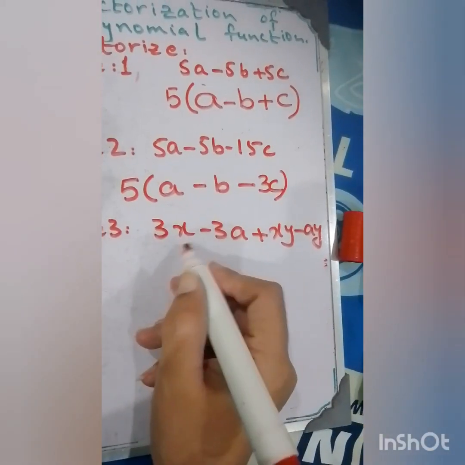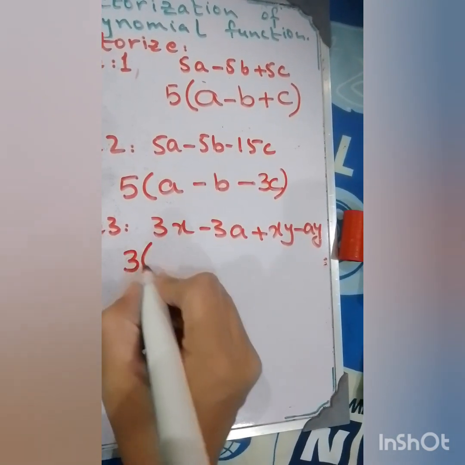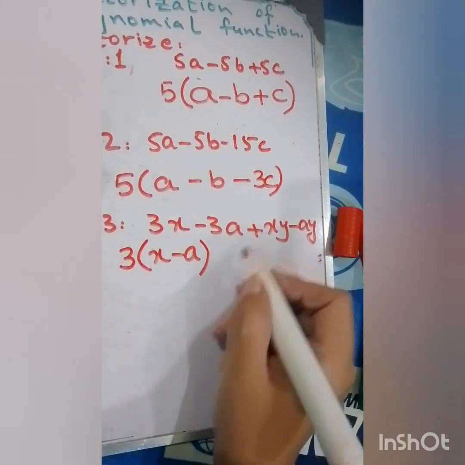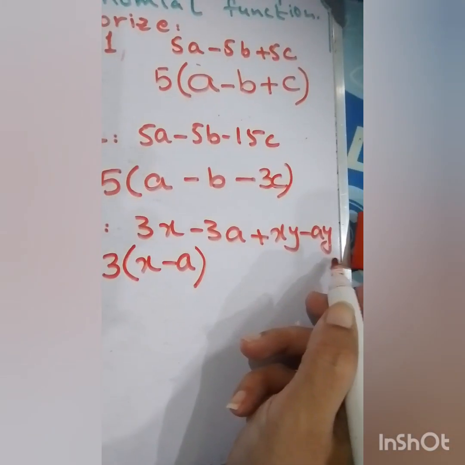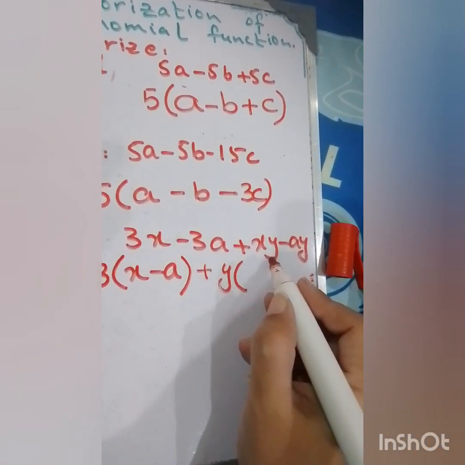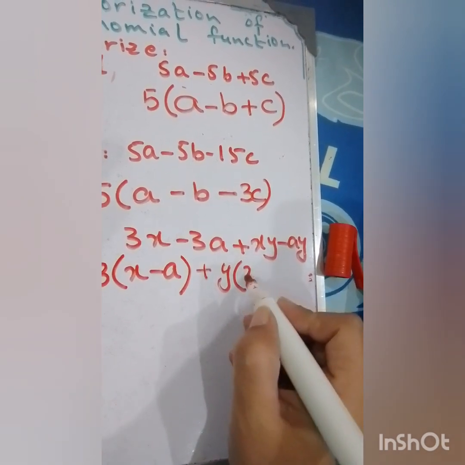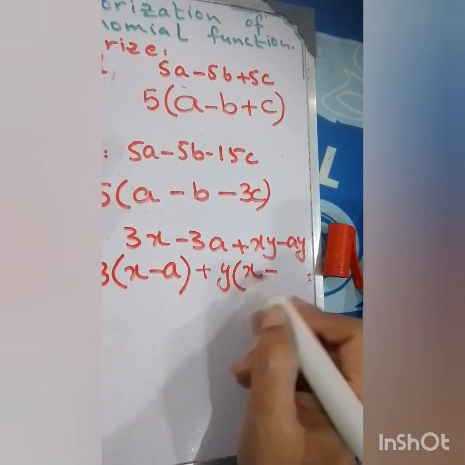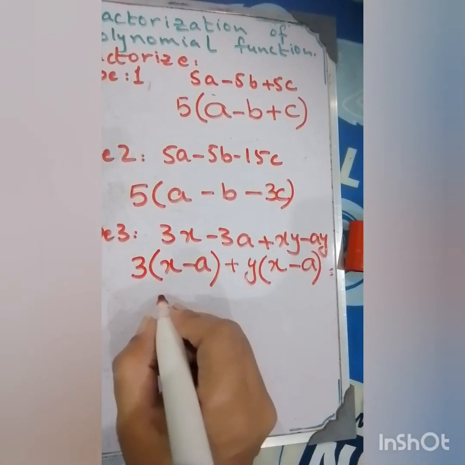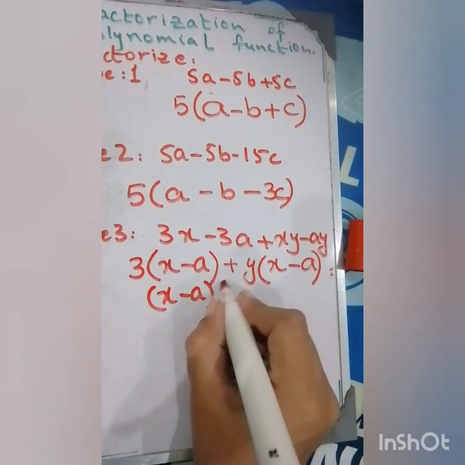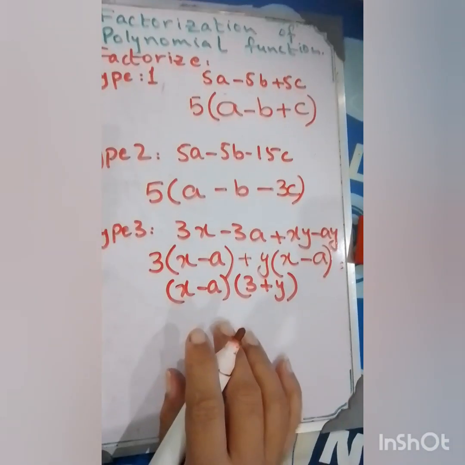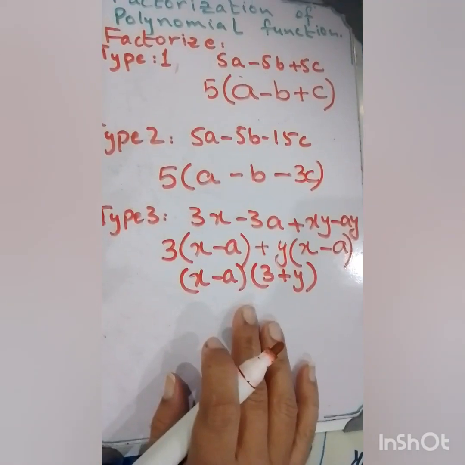Here taking 3 as common, we write 3 times x minus a, and bracket close. Here you can see xy minus ay, so we write plus y as common. If we divide the first term by y, it will be x, and minus ay divided by y will be a. So x minus a and x minus a are both common, so writing the common factor first, then the remaining factors, 3 plus y. This is the final answer. This is how this type of question can be solved.